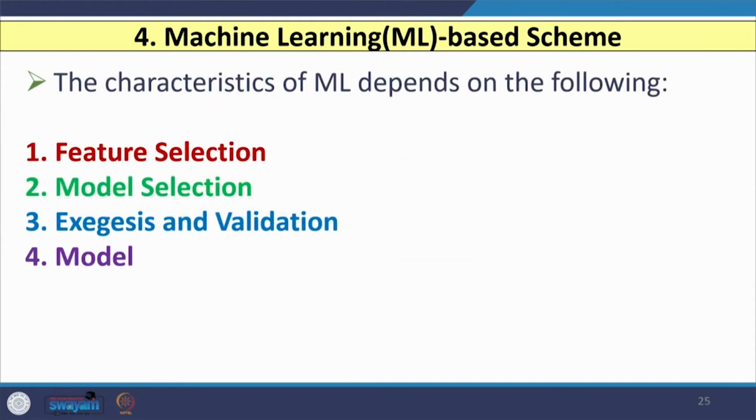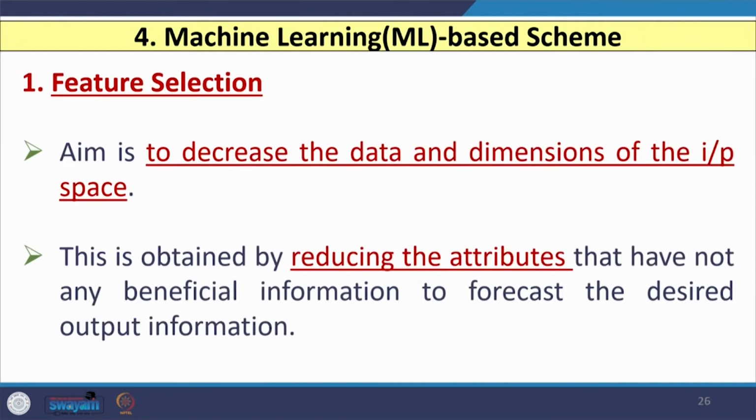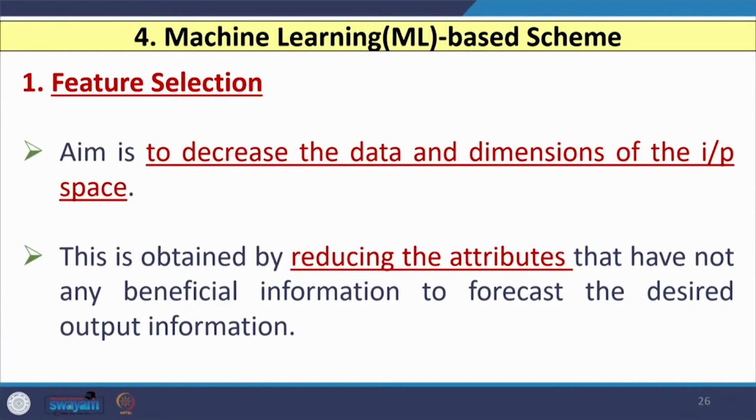If I consider the machine learning based scheme, its characteristic depends on 4 parameters. First is the feature selection, second is the model selection, third is the exegesis and validation, and fourth is the model itself. If I consider the first, feature selection, the aim of this is to decrease the data and dimensions of the input space. This is obtained by reducing the attributes that do not have any beneficial information to forecast the desired output information.